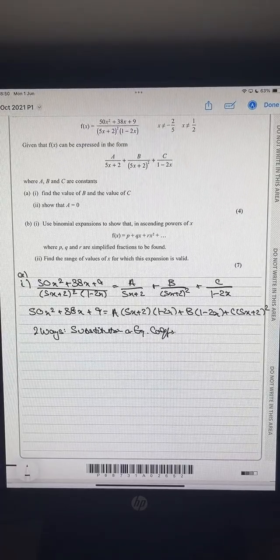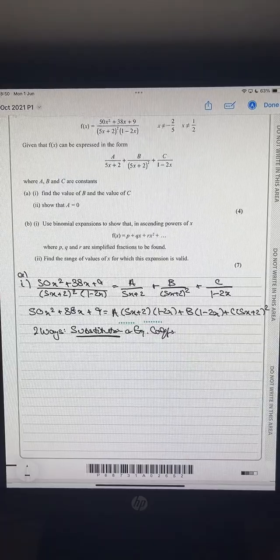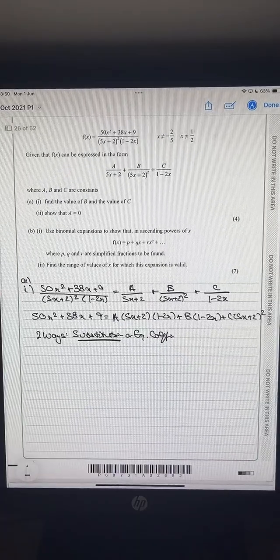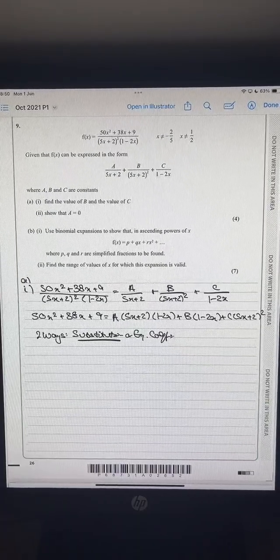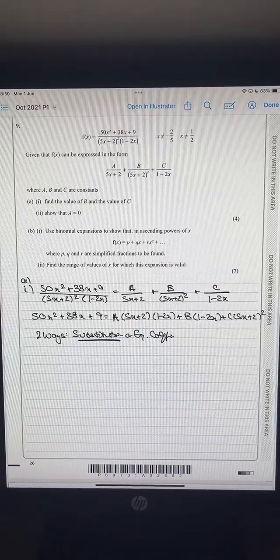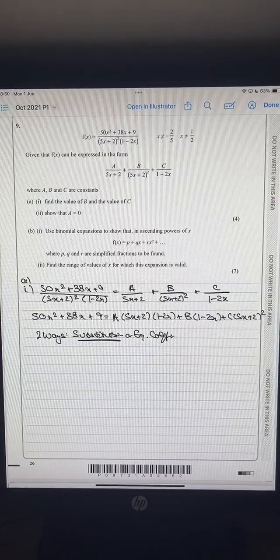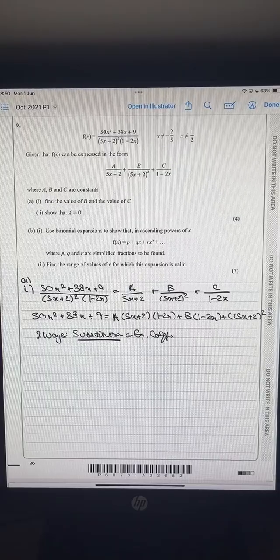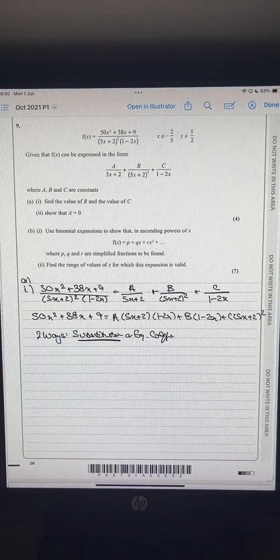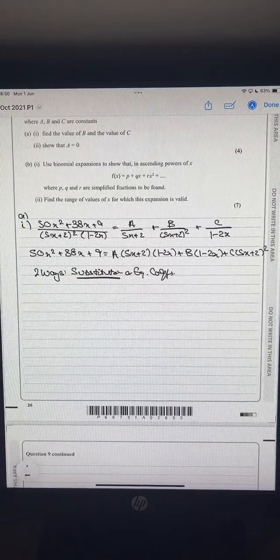So I'm going to use the substitution method to find B and C, because if I've got three unknowns, that's a lot of work to do if I'm equating coefficients. I find substitution is the easier first step, and then equating coefficients later to find the missing value. So I want to eliminate terms by setting these brackets to 0. That's how substitution works.